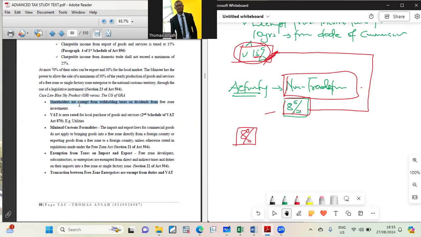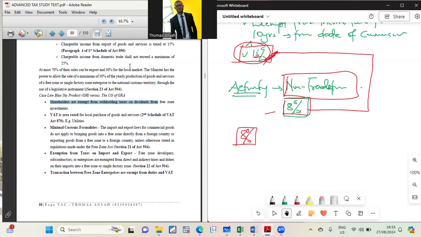Please understand the differences. The free zone business, we said that they don't pay income tax for 10 years from date of commencement. And again, we also said that after the 10 years, a 15% tax rate applies to their export and 25% applies to their domestic trade. And again, they are also supposed to export 70% of their goods and trade 30%. So those are the things we discussed. But the shareholder is exempt from withholding tax.